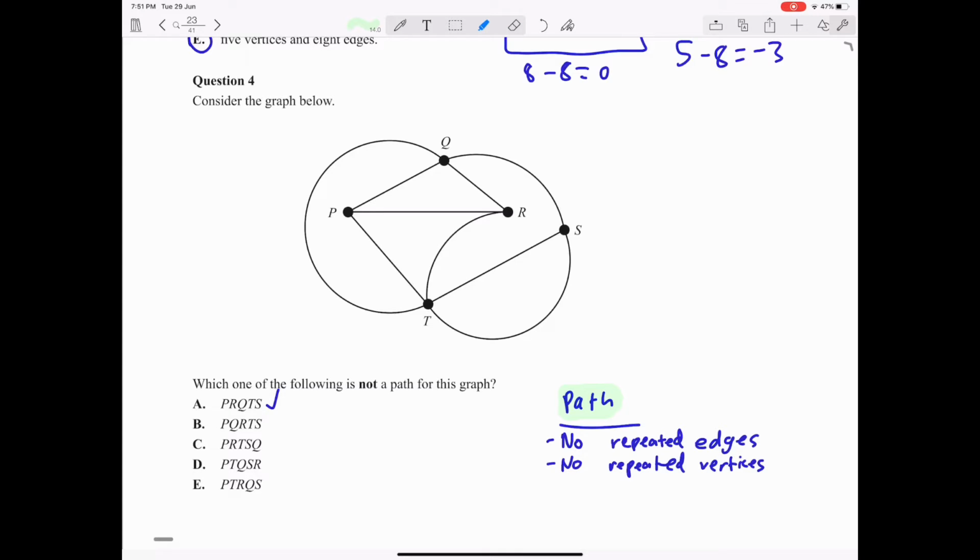D, P, T, Q, S, R. That's not actually possible, as you can't get to R. So therefore D would not be a path for this graph. So therefore D is the correct answer.